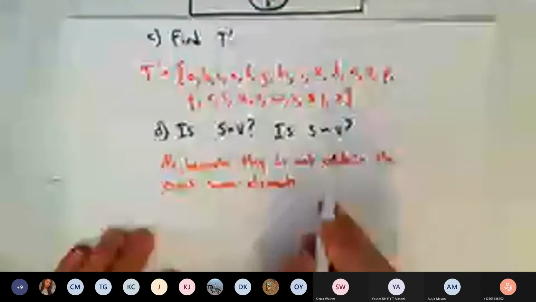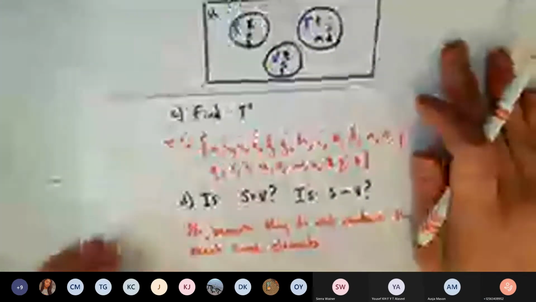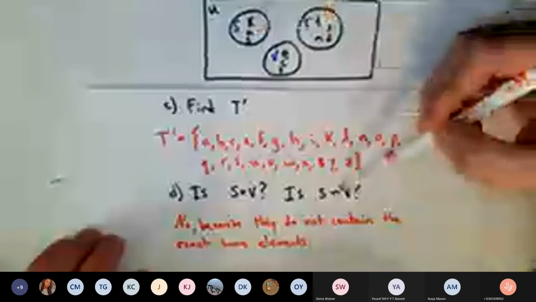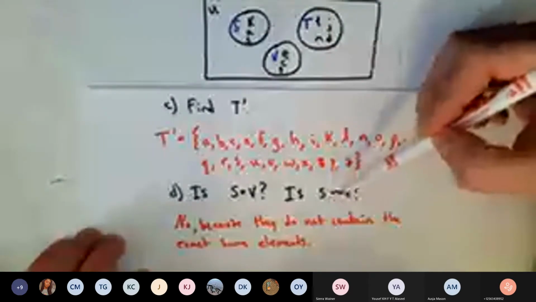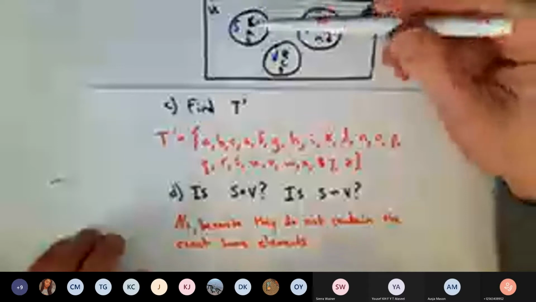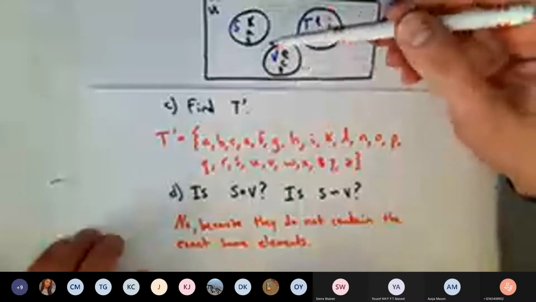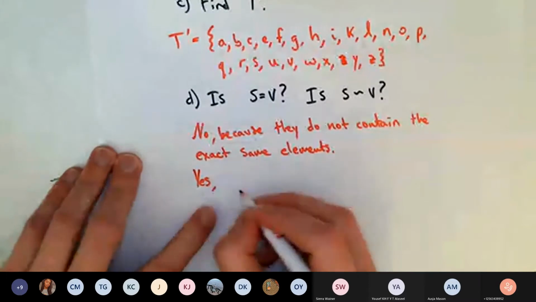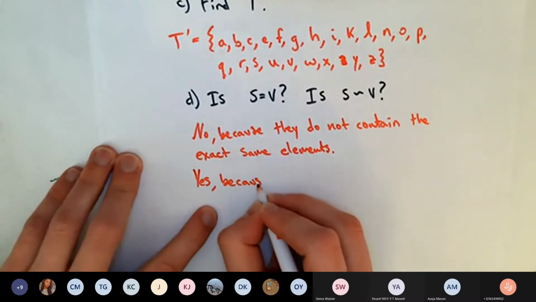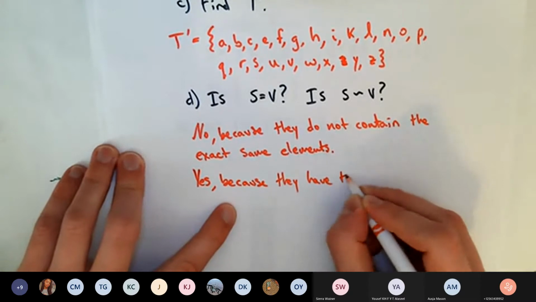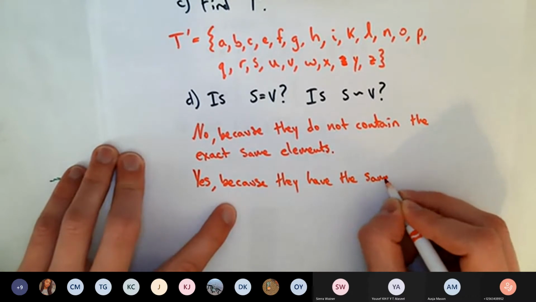Okay, what about is S equivalent to V? Well, S has 3 elements, so remember when we're talking about equivalence, this little symbol, we're looking at the number of elements. This has 3 and this has 3. They have the same number of elements. They have the same cardinal number. So yes, S is equivalent to V, because they have the same number of elements.